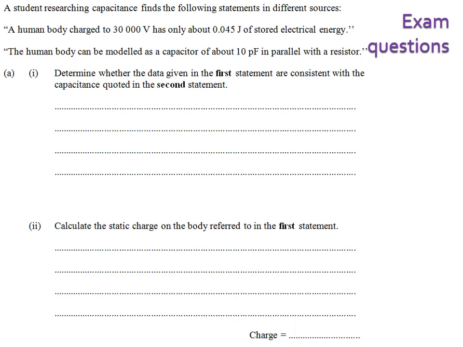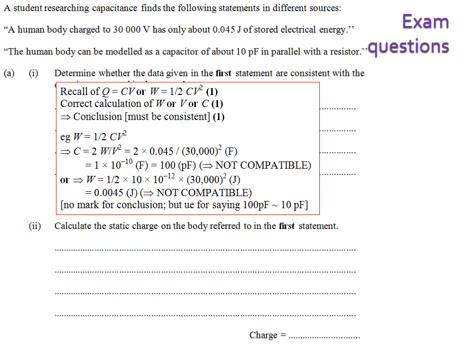Second statement says the human body can be modelled as a capacitor of about 10 picofarad in parallel with a resistor. So determine whether the data given in the first statement are consistent with the capacitance quoted in the second statement. So how could we do that? By using the equations, we can calculate. By using the first equation, if I calculate the capacitance, I get 100 picofarad. While according to the second statement, they said 10 picofarad, which is not compatible.